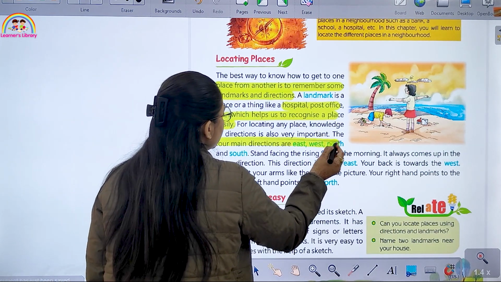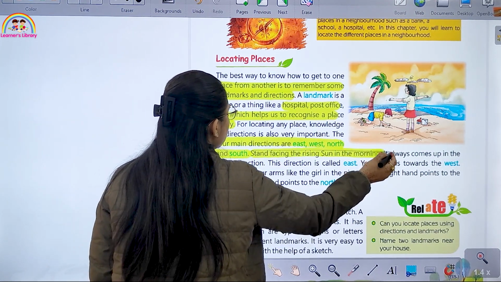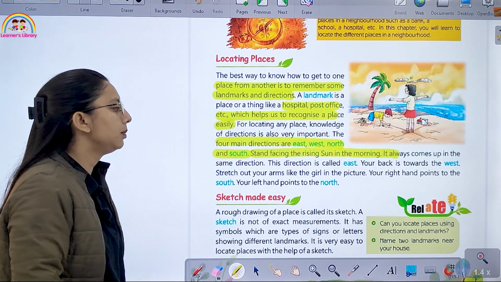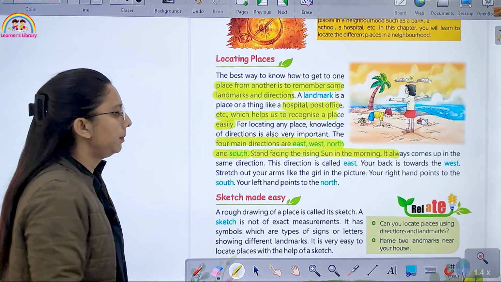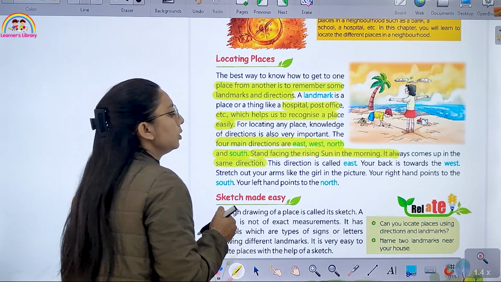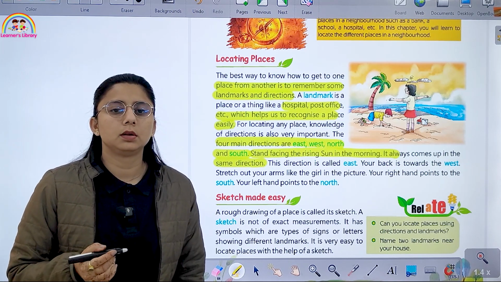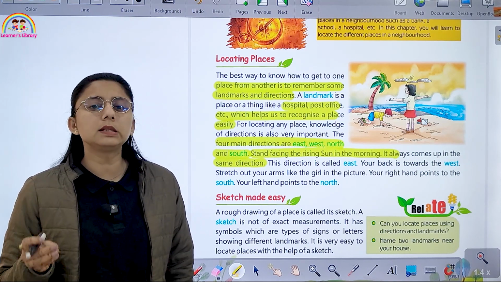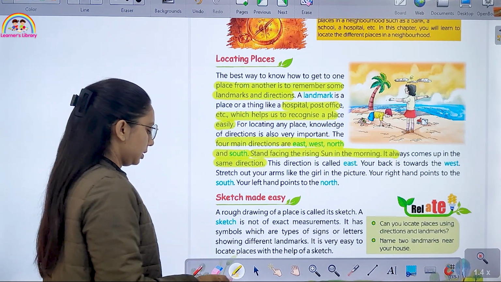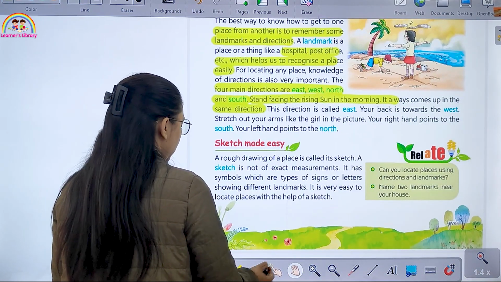Now the four main directions are east, west, north, south. Stand facing the rising sun in the morning. It always comes up in the same direction. So from where does the sun rise? The sun rises in the east and sets in the west. Right?